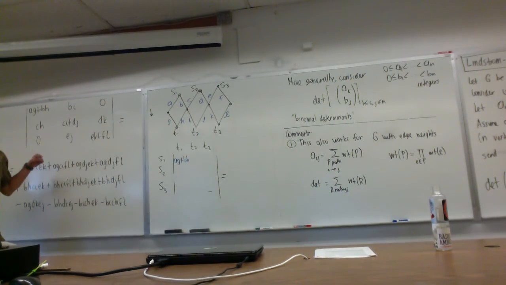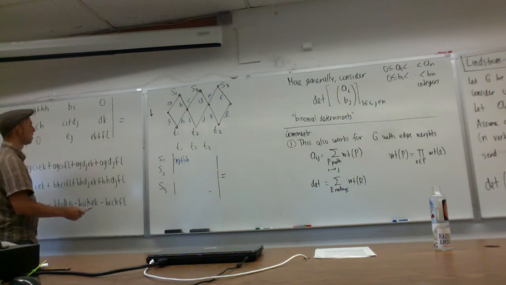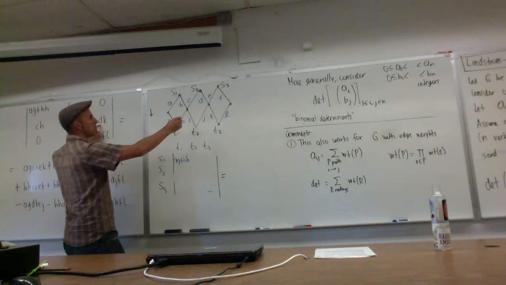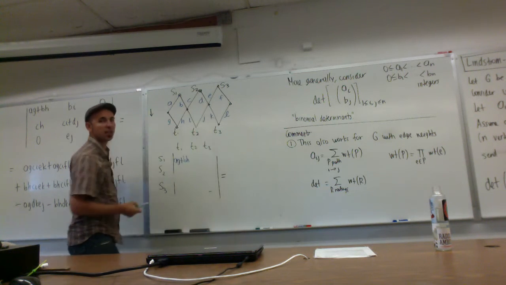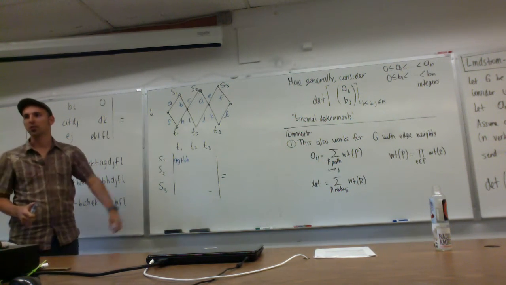Okay, so those of you that were in the room were probably wondering what this thing was. What I wrote here is precisely the matrix of paths for that graph. So this is my AG, my B plus BH. Now if I want to get from S1 to T2, I have to take edges B and I. If I want to get from S2 to T3, I have to take DK, and so on. So this is the matrix given by the paths from each Si to each Tj.